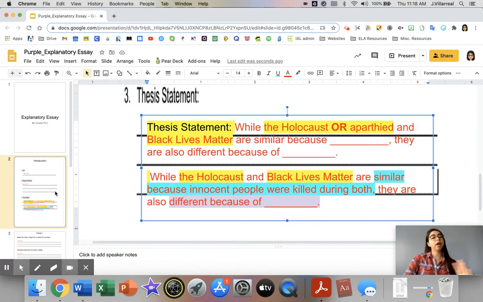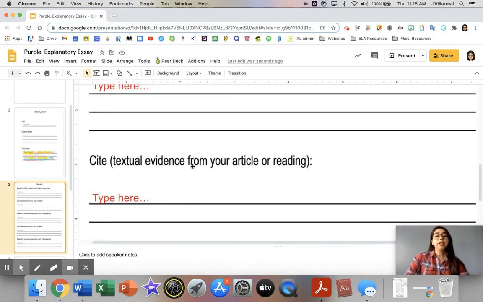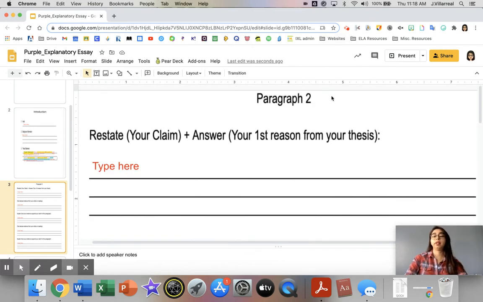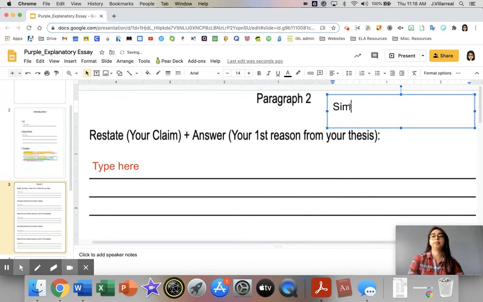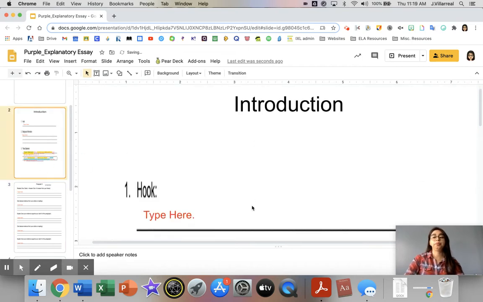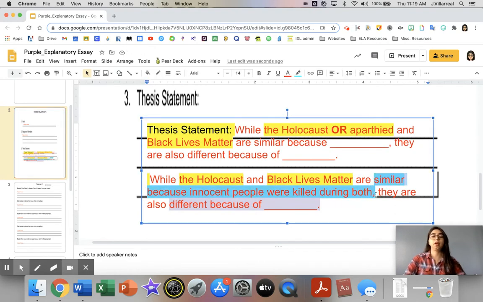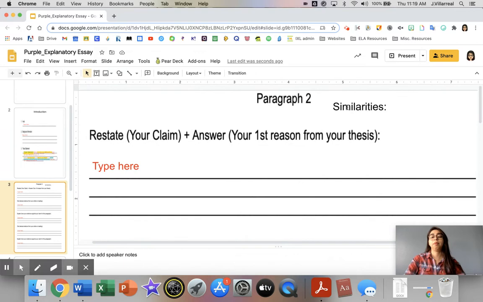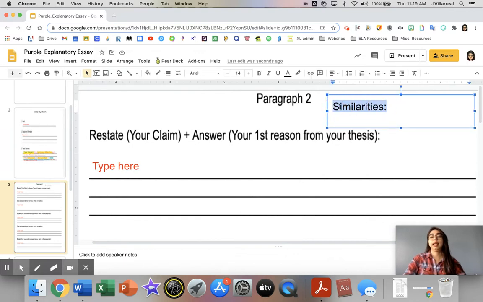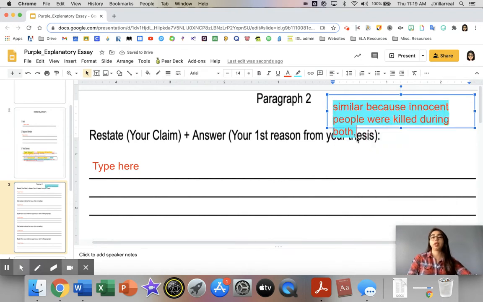Okay. Then what I want you to do now on your graphic organizer, on slide 3, this is the second paragraph, right? Let's go ahead and insert a box. And then this is the similarities, right? And then I want you to, from your thesis statement, go ahead and copy. We can actually get rid of that word. Let's just paste. Similar because innocent people were killed during both.